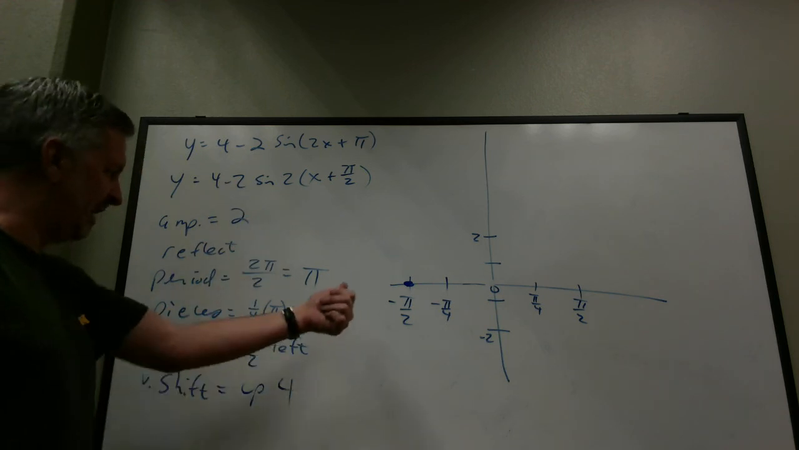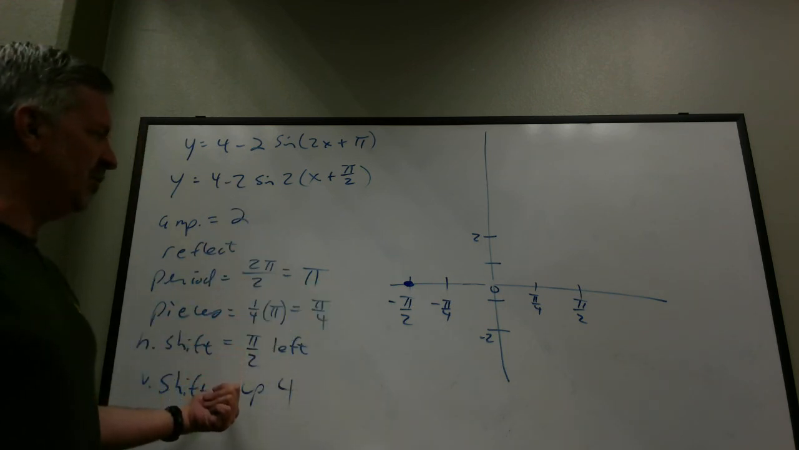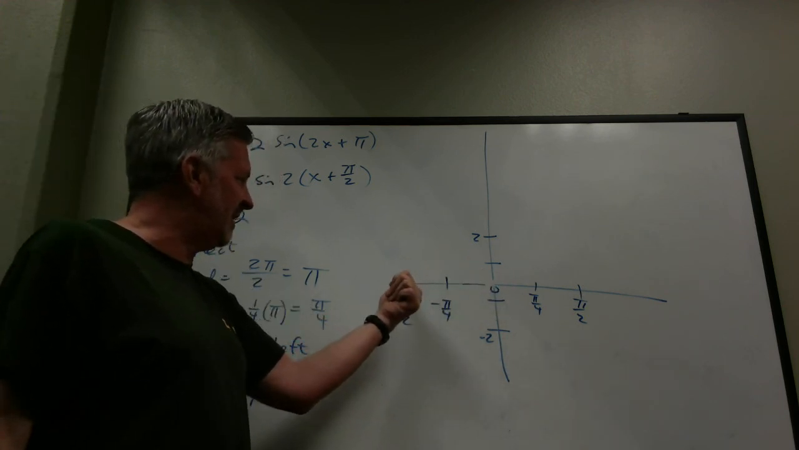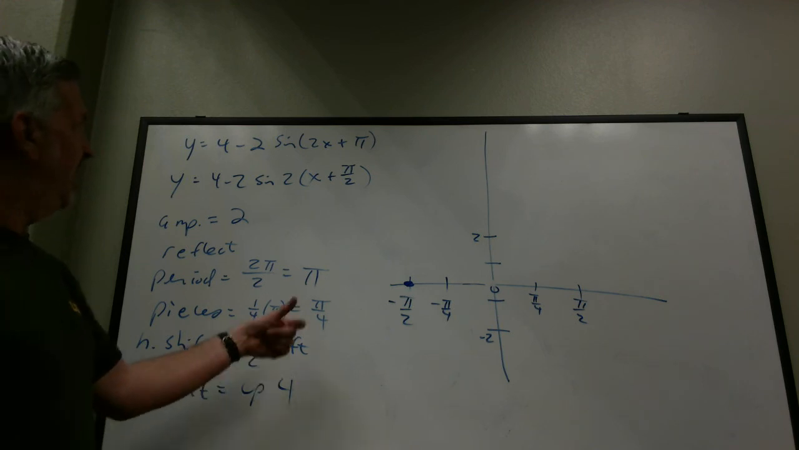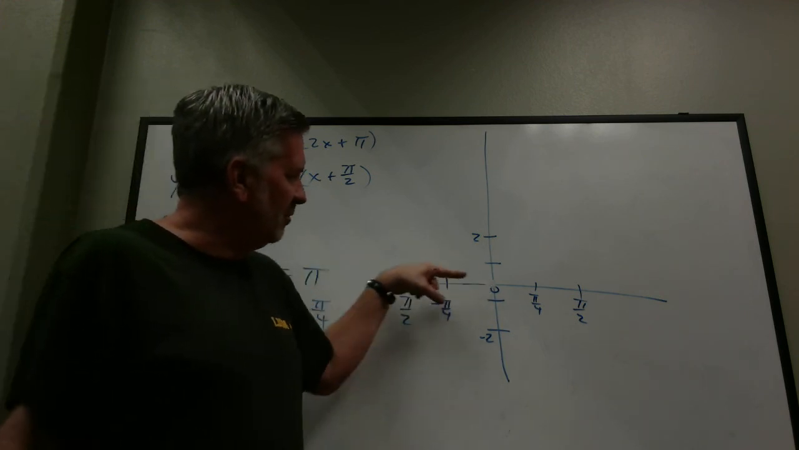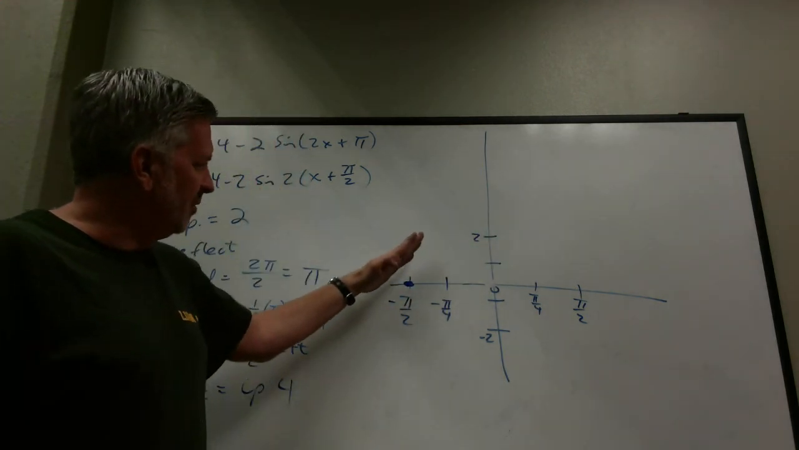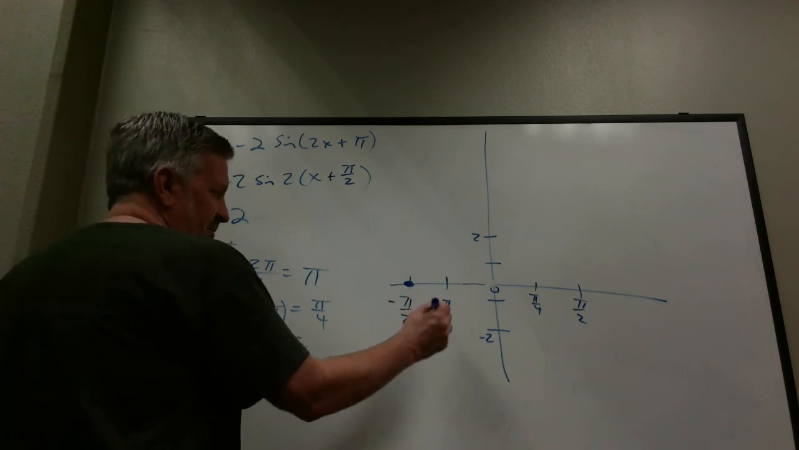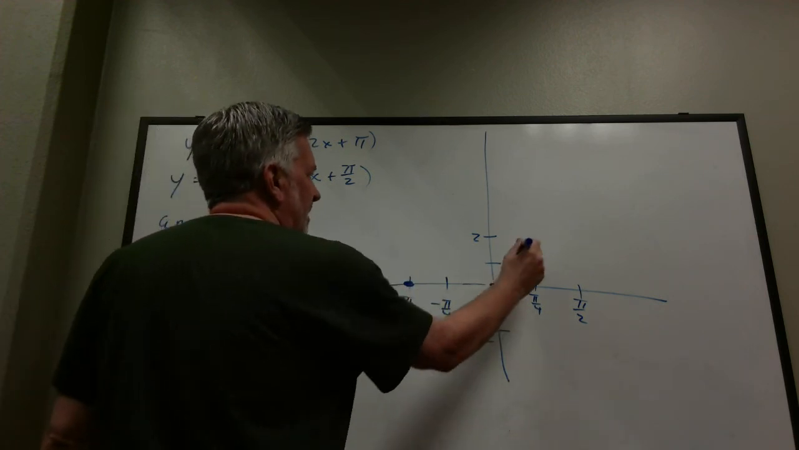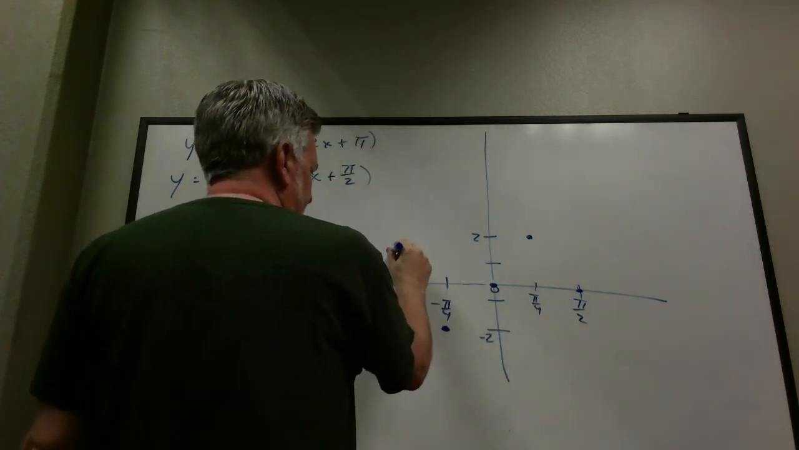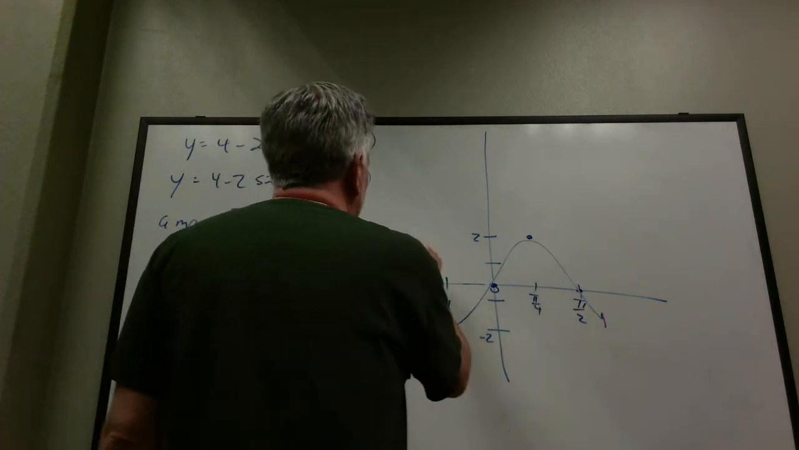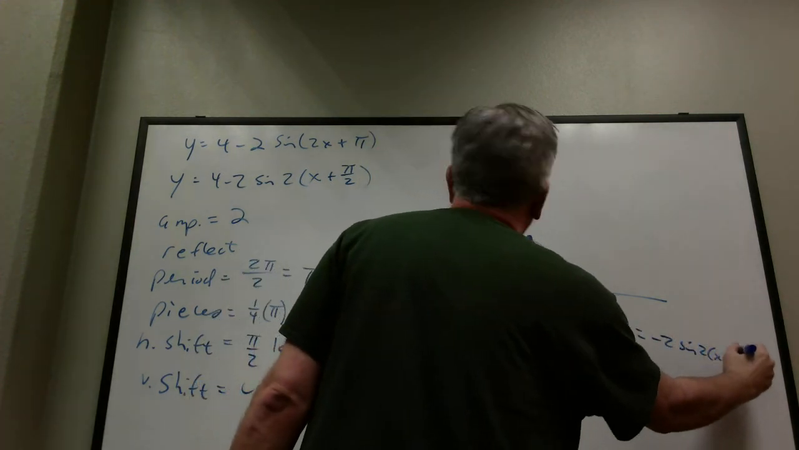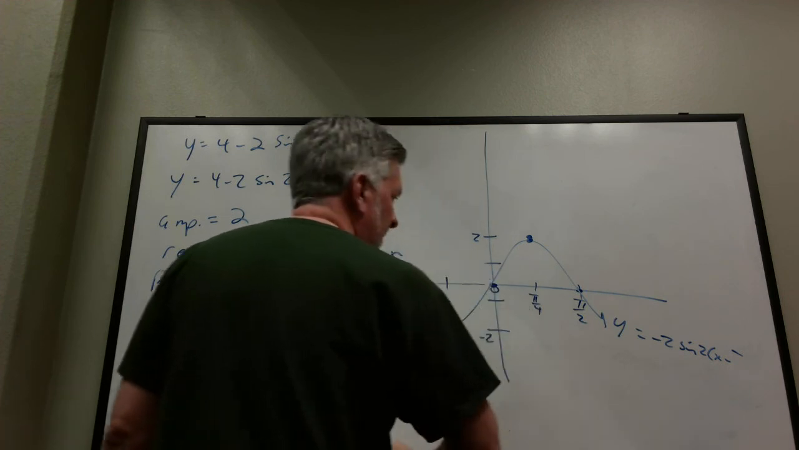This is why I do the identifying. Notice I keep looking over here to tell myself what to do because I didn't remember. I had to say the original sine graph crosses at 0, 0, but it got shifted to the left pi over 2. And the original sine graph, when you're here and you go to the right, goes up, except we reflected. So instead of going up, I have to go down. So that's middle, low, middle, high, middle. Now this is negative 2 sine of 2 times x plus pi over 2.